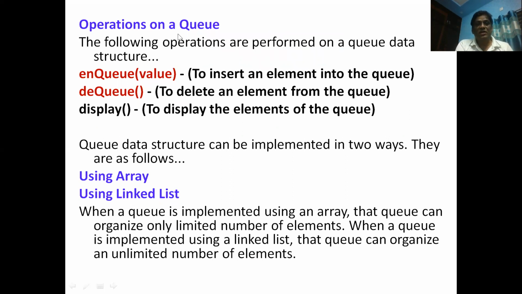In general, on any type of queue, three operations will be performed. One is the NQ operation to insert a new element. The second is the DQ operation to delete an element from the queue, and the third is the display operation to display the contents of elements in the queue. So we need to provide three operations on any queue: NQ, DQ, and display.